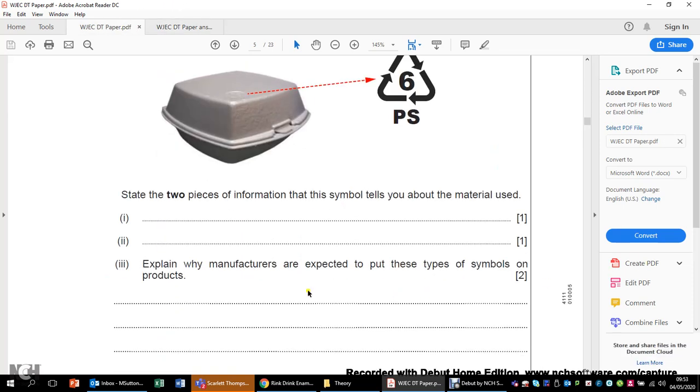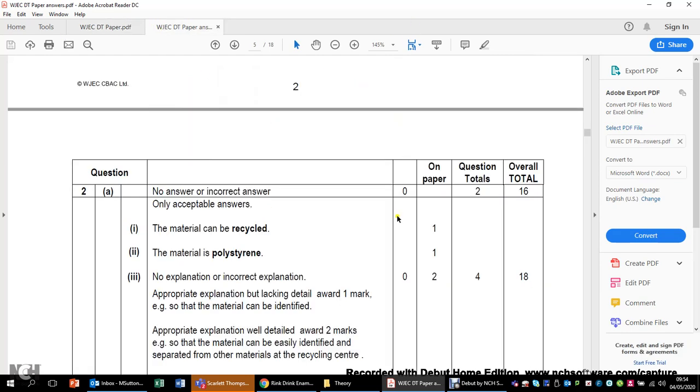Explain why manufacturers are expected to put these symbols on the products. Well, the simplest one is to allow the consumer to know what type of plastic the product is made out of, and if it is recyclable, and if so, where. So it's an important thing to identify because not everywhere might recycle polystyrene. Let's have a look and see what they've got there.